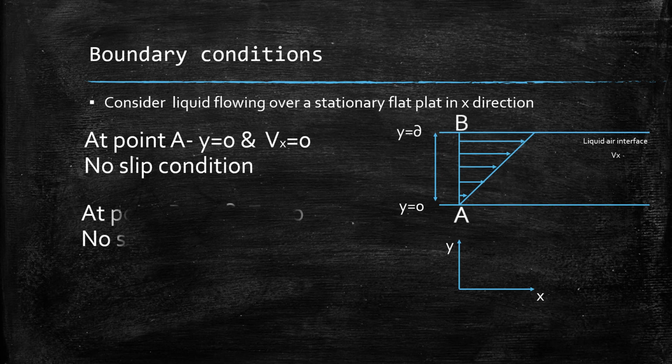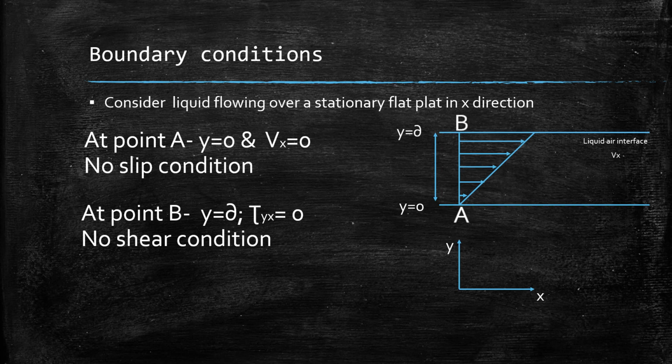Similarly, what will happen at B, at y is equal to delta. Suppose the thickness of that liquid flowing over the stationary plate is delta, right? So at y is equal to delta, the tau, that is the momentum flux at y is equal to delta, would be equal to 0.